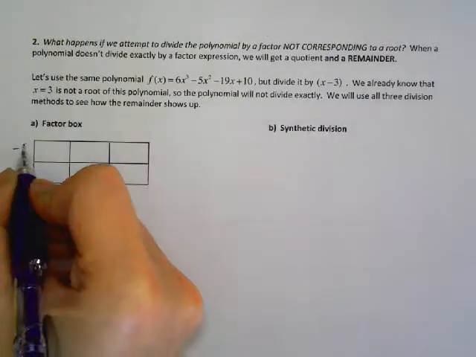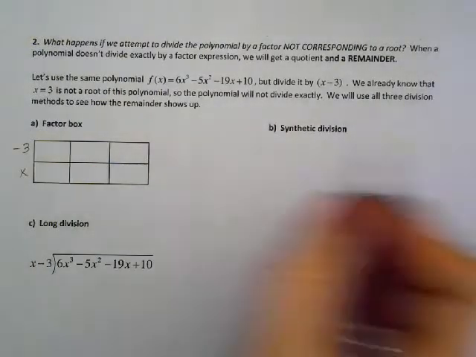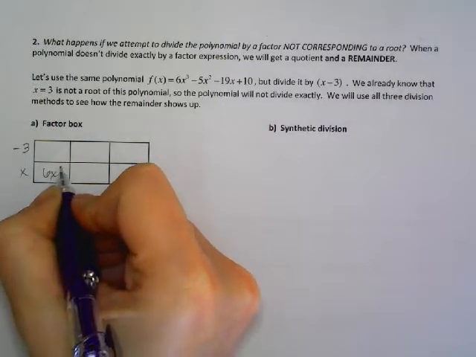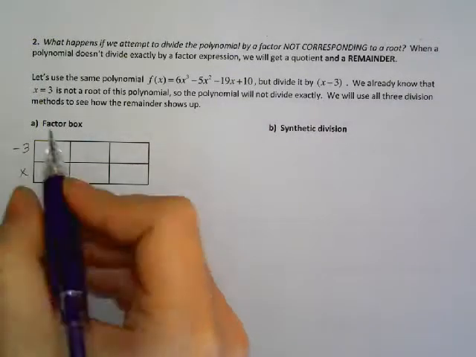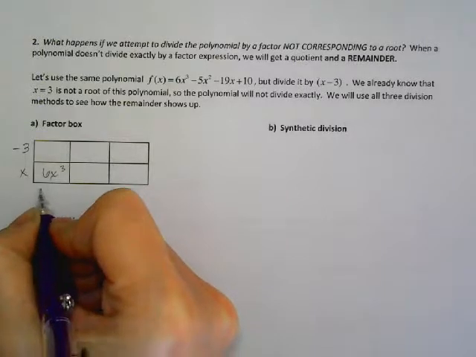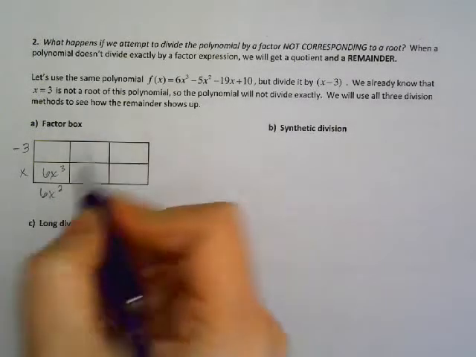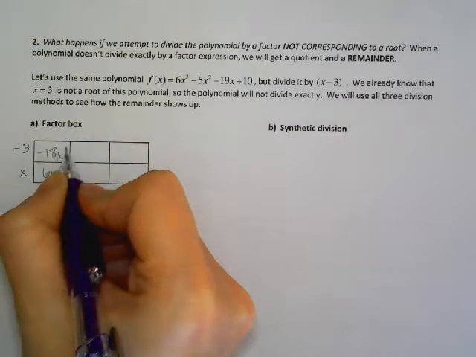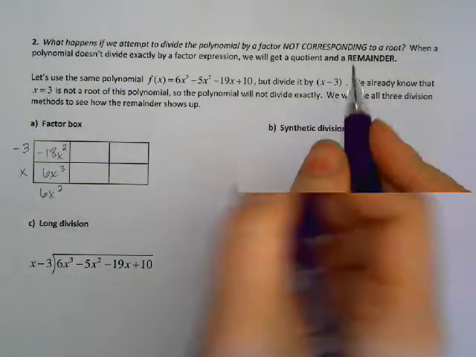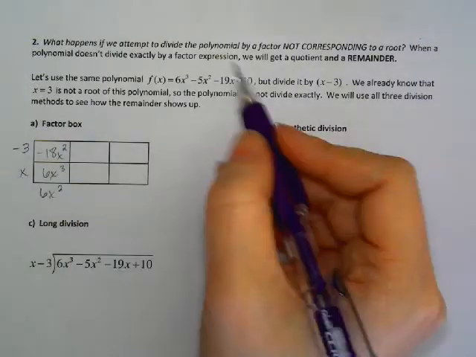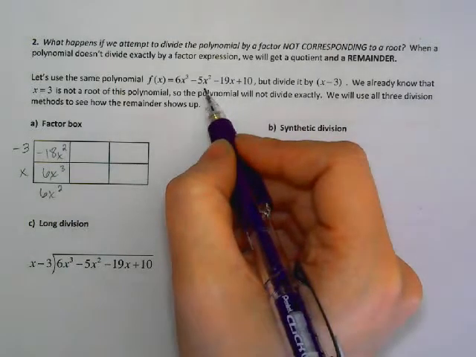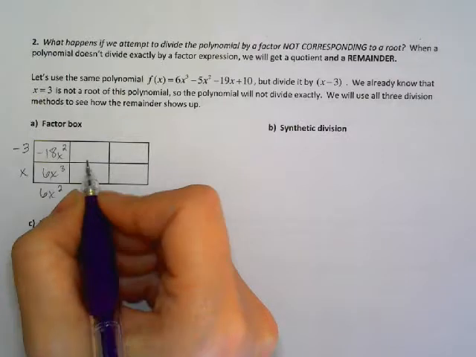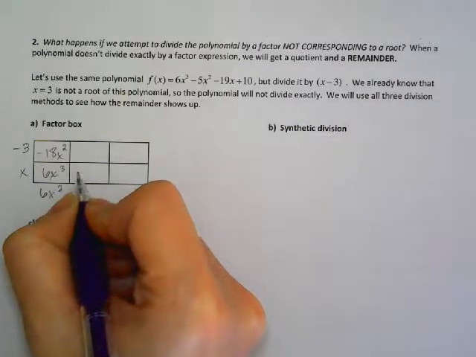So our factor of x minus 3, 6x to the third, and then we're going to factor that out. So we've got 6x squared here. Then we multiply to get negative 18x squared. To get from negative 18x squared to negative 5x squared, we have to add 13x squared.